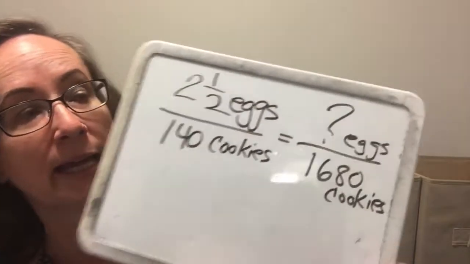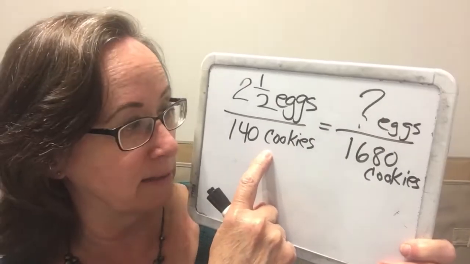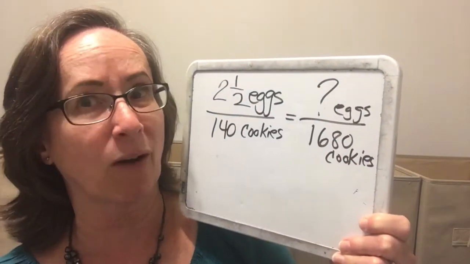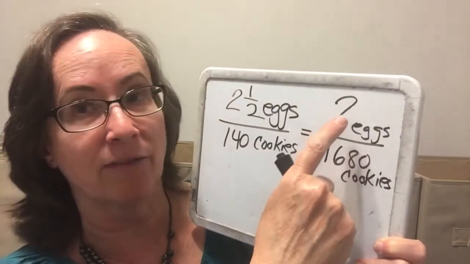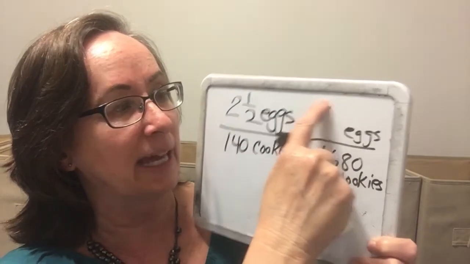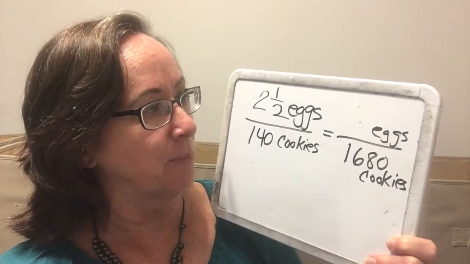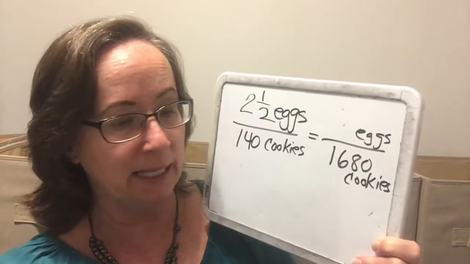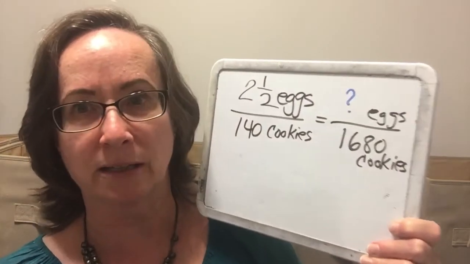So here we go. I've written this implied ratio on the board. It took 2.5 eggs to make 140 cookies. Okay, and then I have a question mark. How many eggs is it going to take to make 1,680 cookies? Instead of a question mark, we could make this N or X, whatever we wanted to make it, but we are asking a question there. That is an unknown there. How many eggs? So that's why I just put a question mark. We'll just keep the question mark. It's okay. It could be an N.